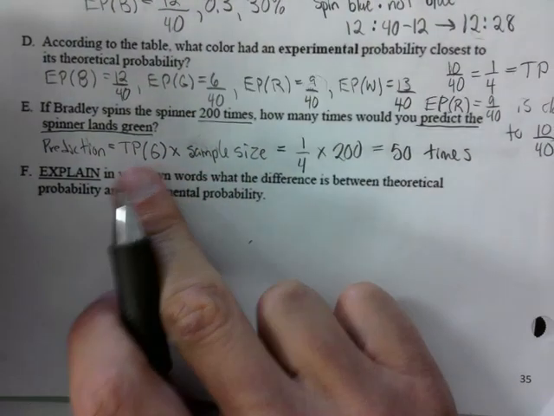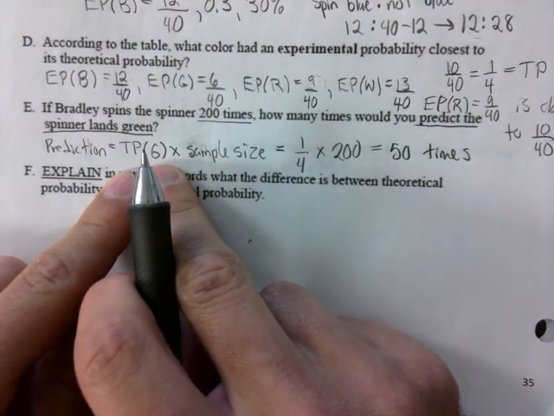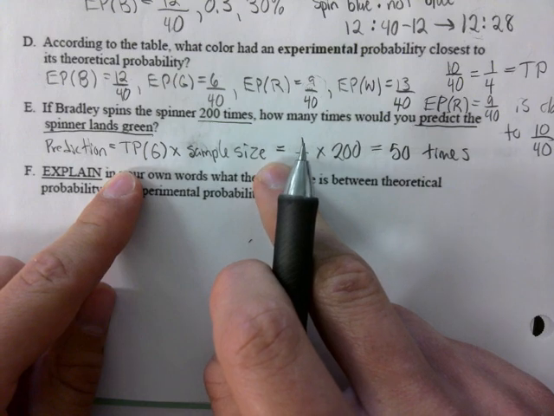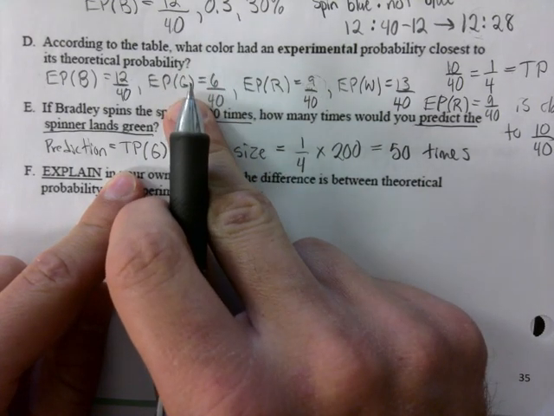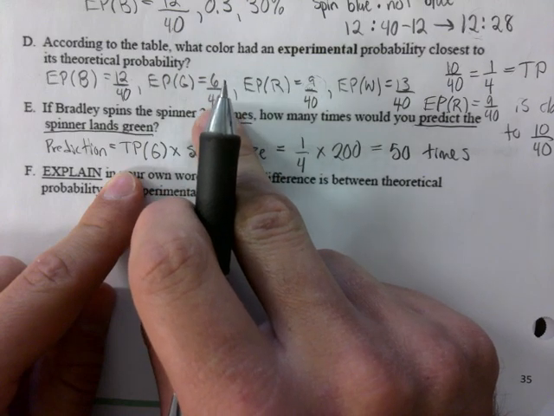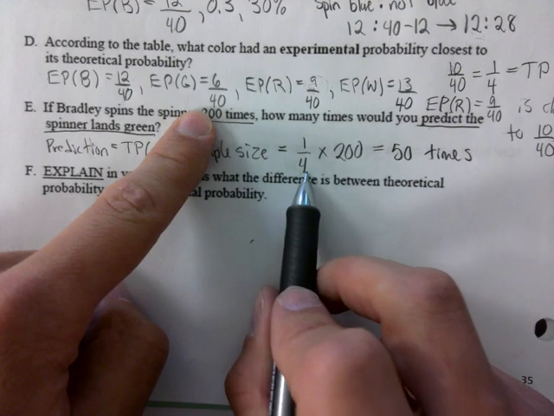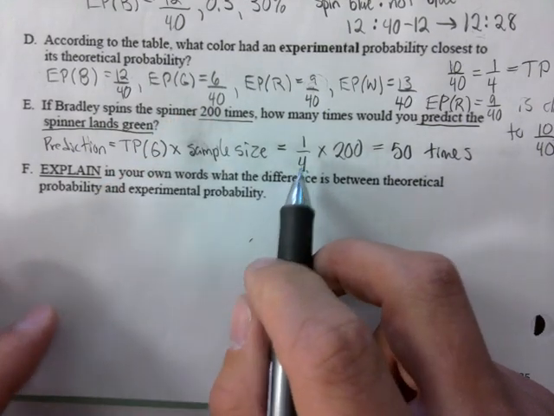Make sure, because the theoretical probability of green is 1/4, and the experimental probability is 6/40. These two are not equivalent. So make sure you always use your theoretical probability when given both.